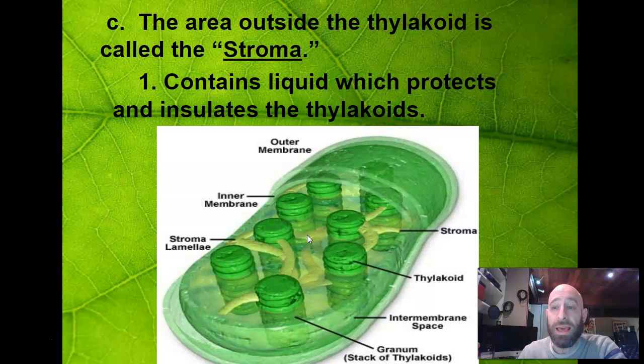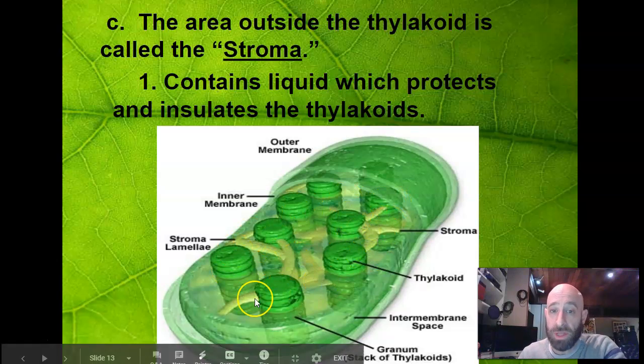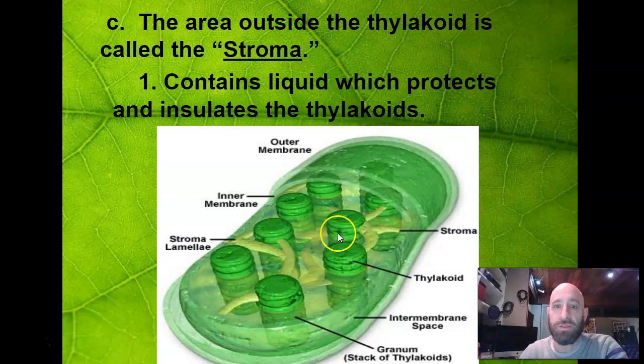there's a fluid, a liquid, which is called stroma. And stroma is a lot like the cytoplasm in a cell. So the stroma is the liquid which protects and insulates the thylakoids, because this process requires a certain temperature and a certain pH to work. So think of this liquid, the stroma, as being what keeps everything in the right environment for this to function.